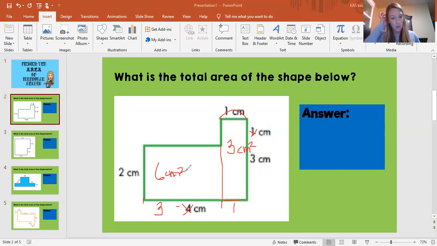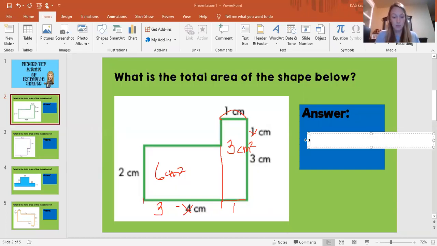Okay, there we go. So this time I'm going to add 6 plus 3, that equals 9 square centimeters. Okay, so we still got 9 either way.